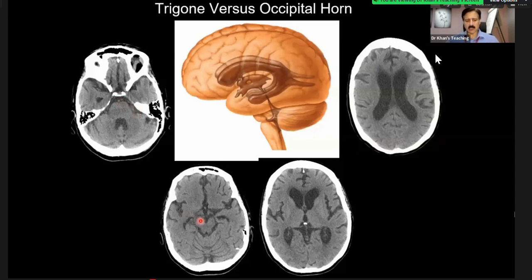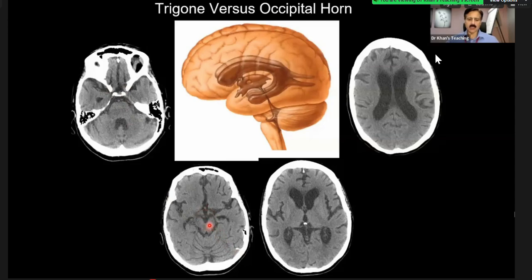Now, just superior to this level is a very important level vis-a-vis trauma or whatever. This is the suprasellar cistern. So this is the pons. This is the posterior clinoid process, anterior clinoid process. Just superior to that, I am just superior to the level of the pituitary fossa.